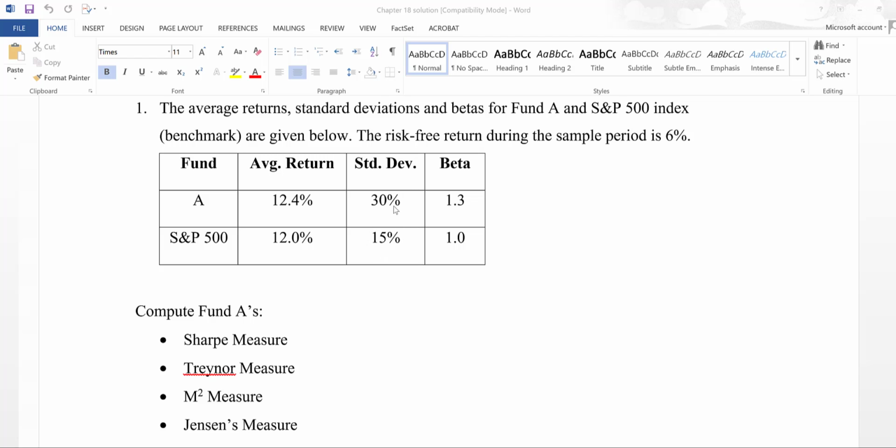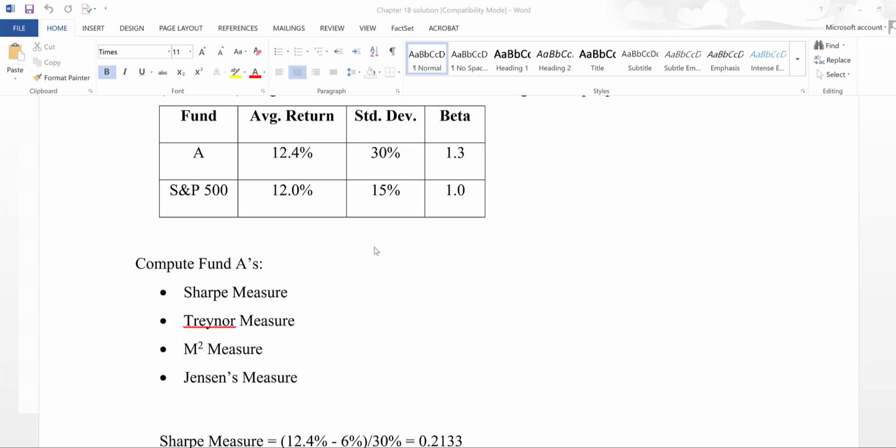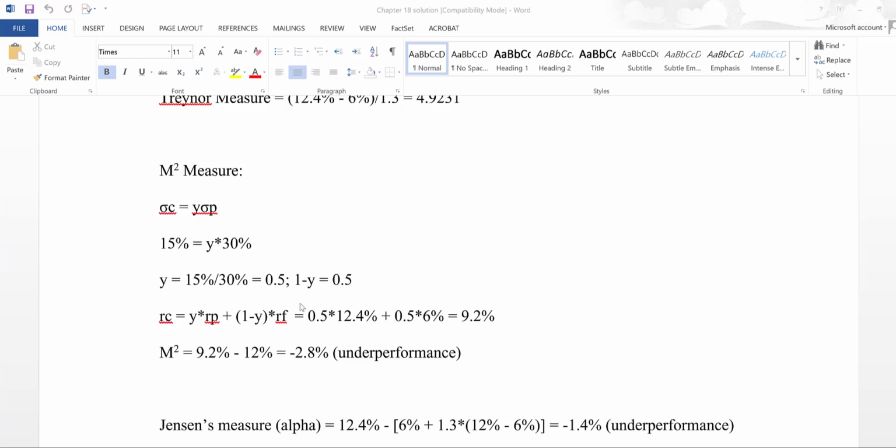So here actually it is quite intuitive. We are trying to cut the risk in half. So if I put half in the risky fund and half in the risk-free asset, that would give me a combination that would have a risk that is half that of the fund, right? So 50-50. Those are our weights.